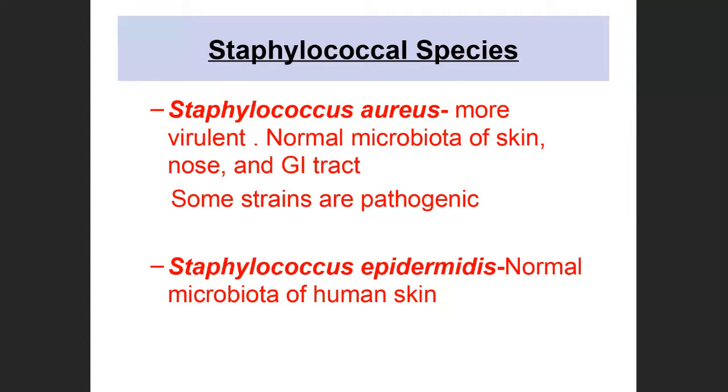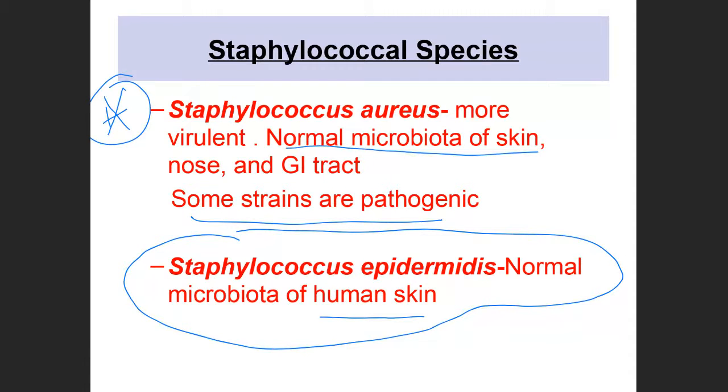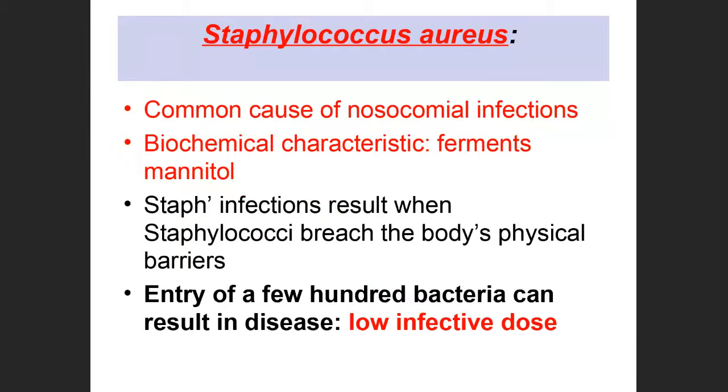Okay, there's a little picture of Staphylococcus. There are two species that are significant, Staphylococcus aureus and Staphylococcus epidermidis. We're not going to talk about Staphylococcus epidermidis other than to say they're normal microbiota in the human skin. We talked about that in chapter 16. Staphylococcus aureus, however, is probably the more important. Some of the strains are pathogenic. All of the strains are opportunistic pathogens. They are normal microbiota of the skin and the GI tract, and some strains are more virulent than others.